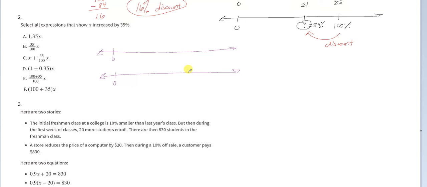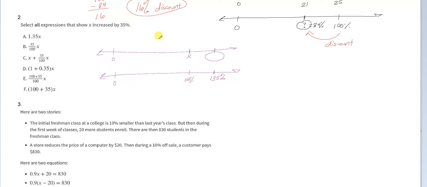So our double number line would show 100% here, and we don't know what 100% is. We're going to call that x. Okay, we don't know what the original x is that's getting increased, but we do know that it's coming up to 135%. Okay, and this right here is what we're trying to represent by the expression that's over here.